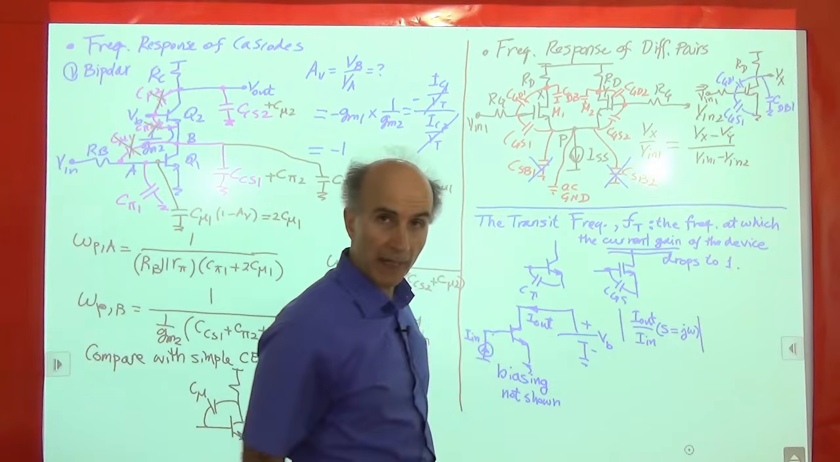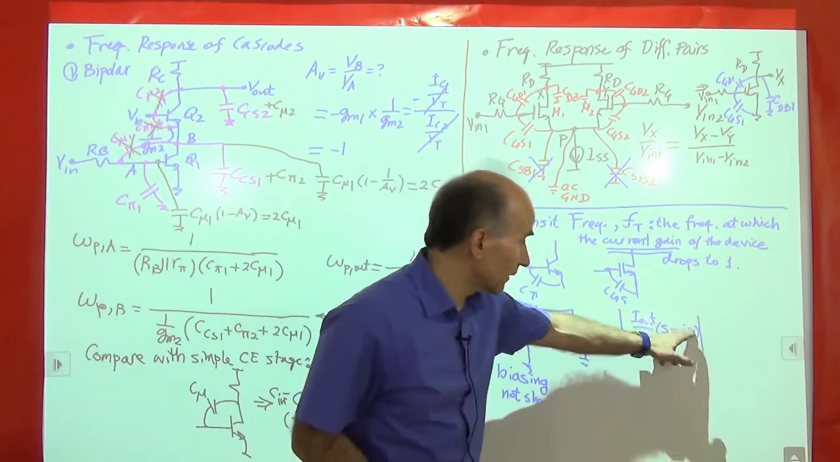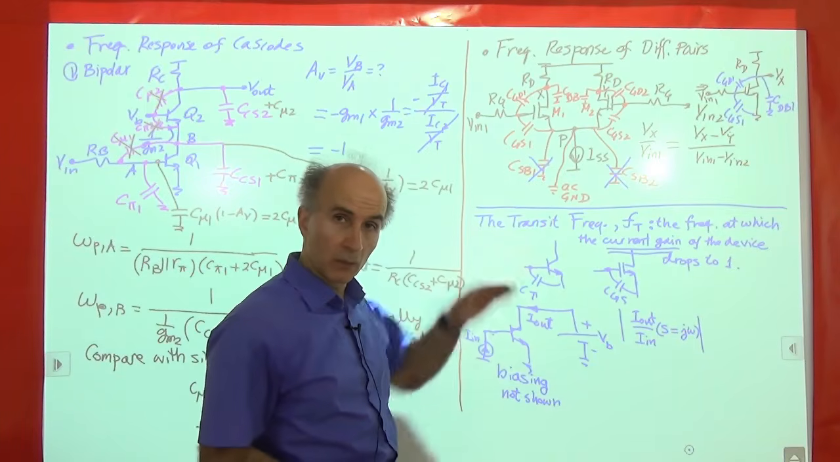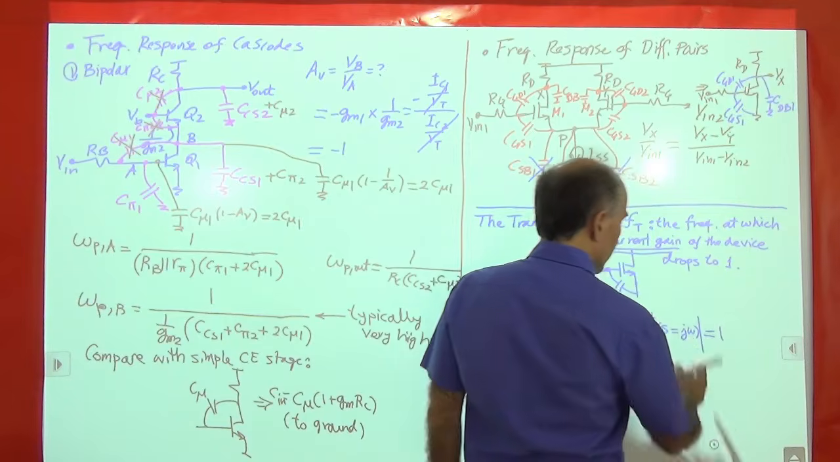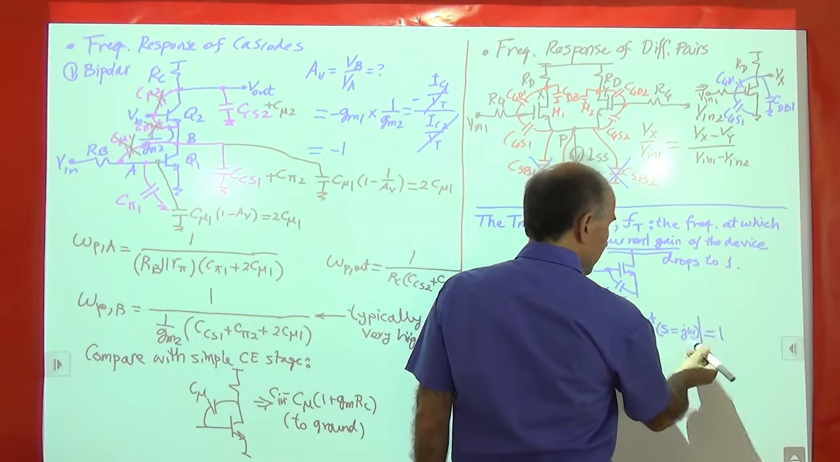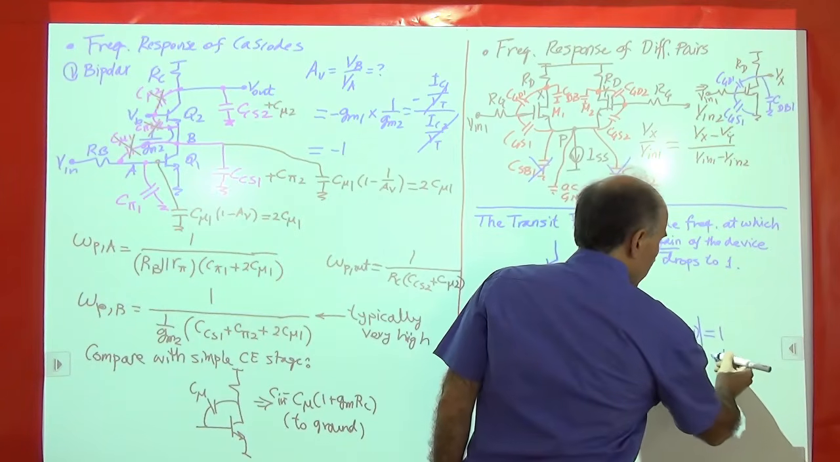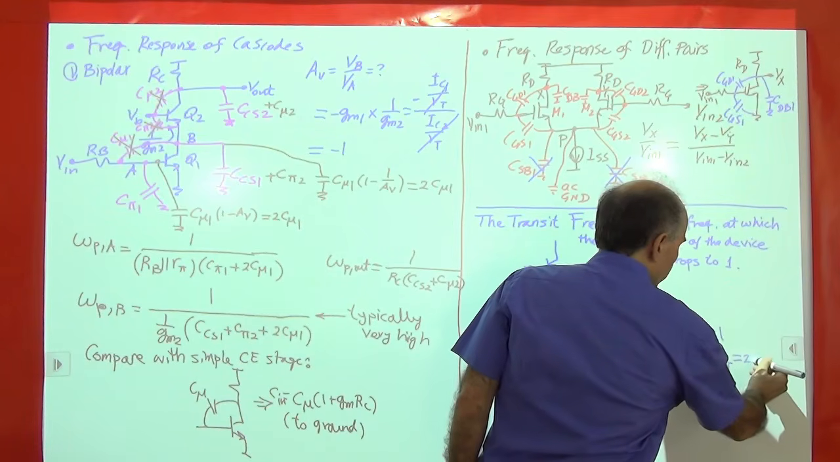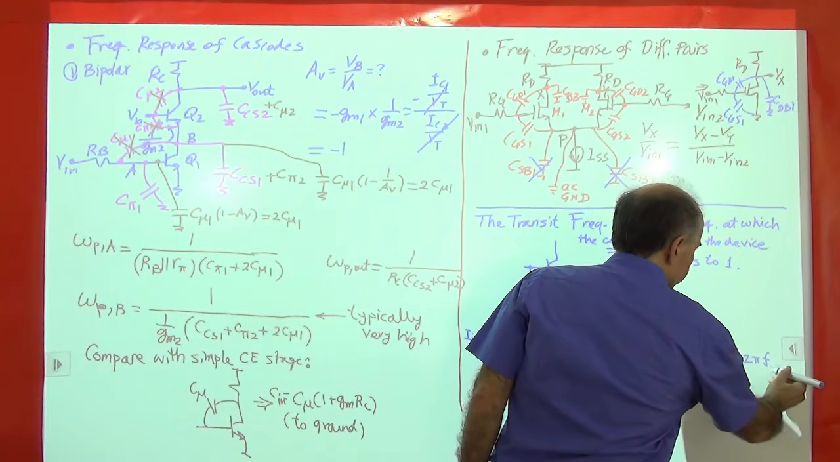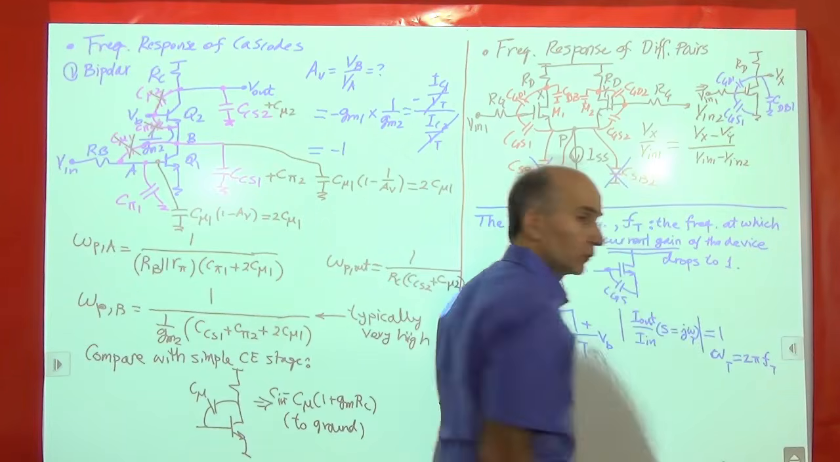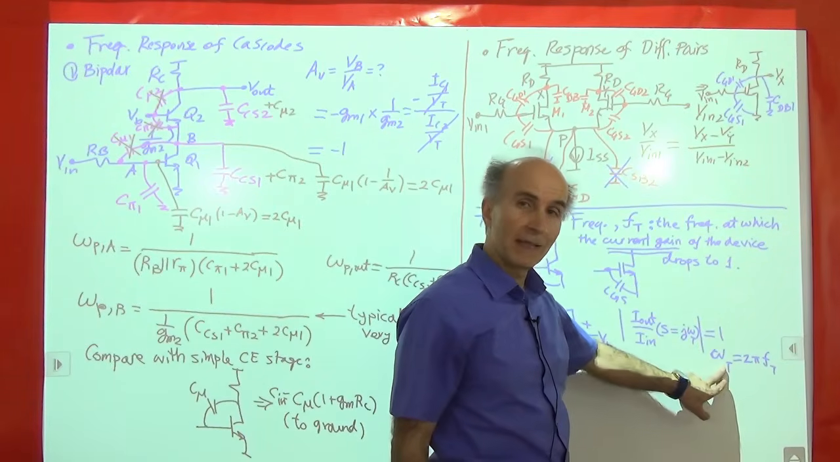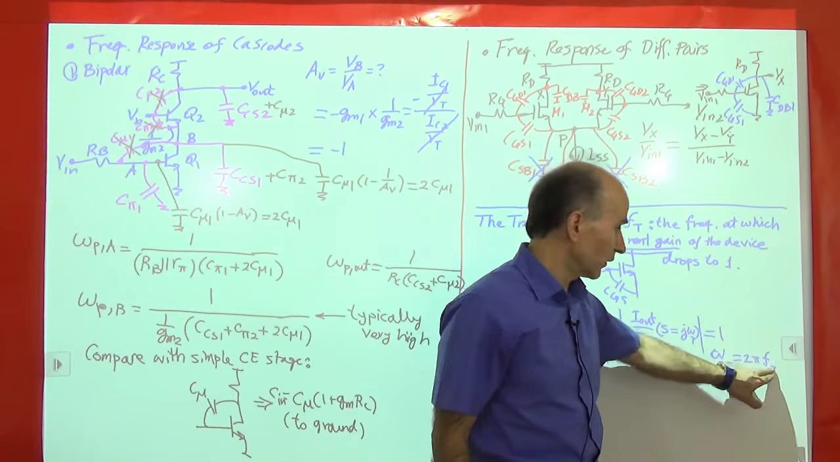The magnitude of that at some omega, at some input frequency, will drop to 1. So that frequency will be called omega t, and omega t is just 2 pi ft. So you can call this the transit frequency or this. They differ by a factor of 2 pi. This is radians per second. This is hertz.